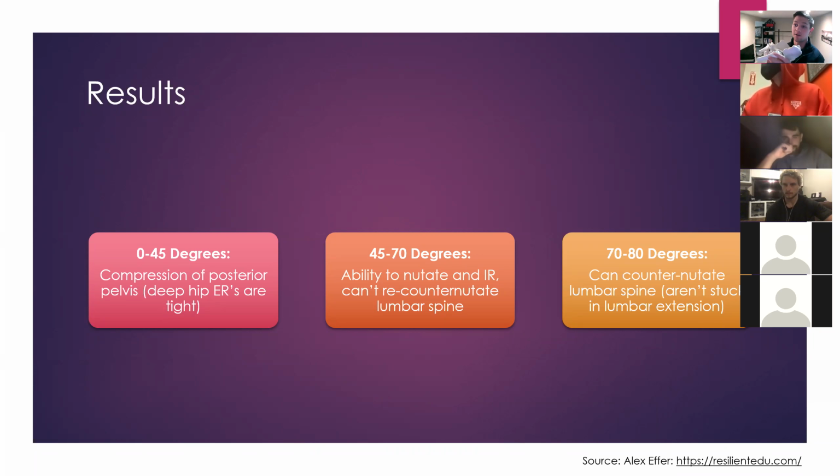But after about 70 degrees, you actually need to counter nutate your lumbar spine. This needs to come back to allow for that final range of motion. So if I have someone who has a 110 degree straight leg raise, it's probably very similar to the hip flexion. That would be extreme.